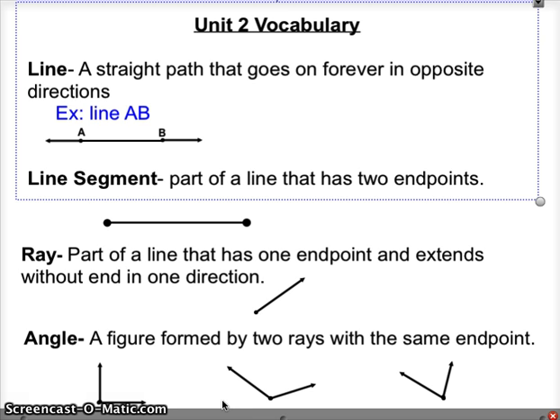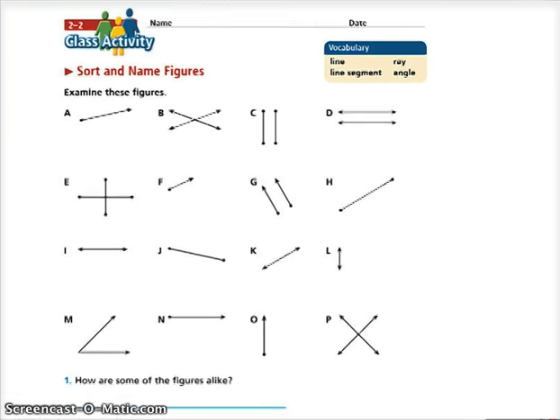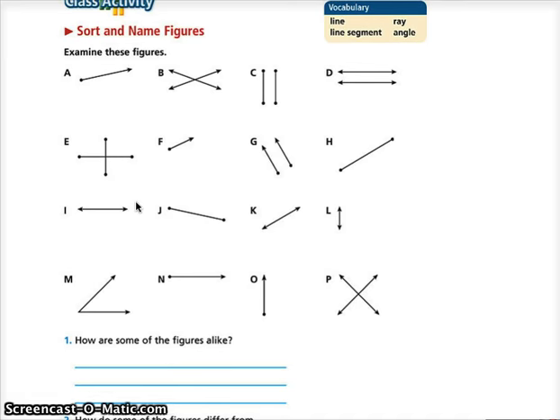Alright, so you need to turn to page 95. On page 95 it says examine these figures. So we have A, B, C, D, all the way to P. They want us to look at these figures. How are some of these figures the same or alike? What can we say about these? Knowing what we just learned about vocabulary, can we name them?